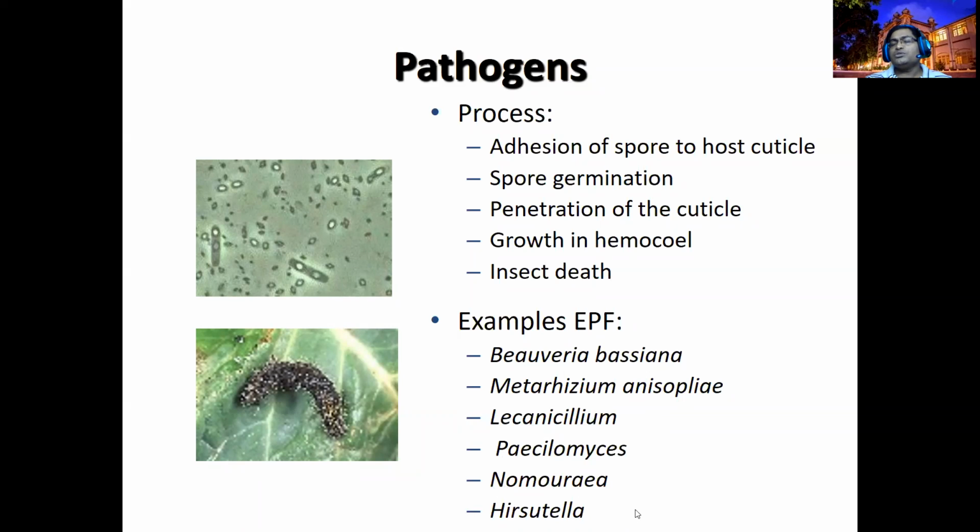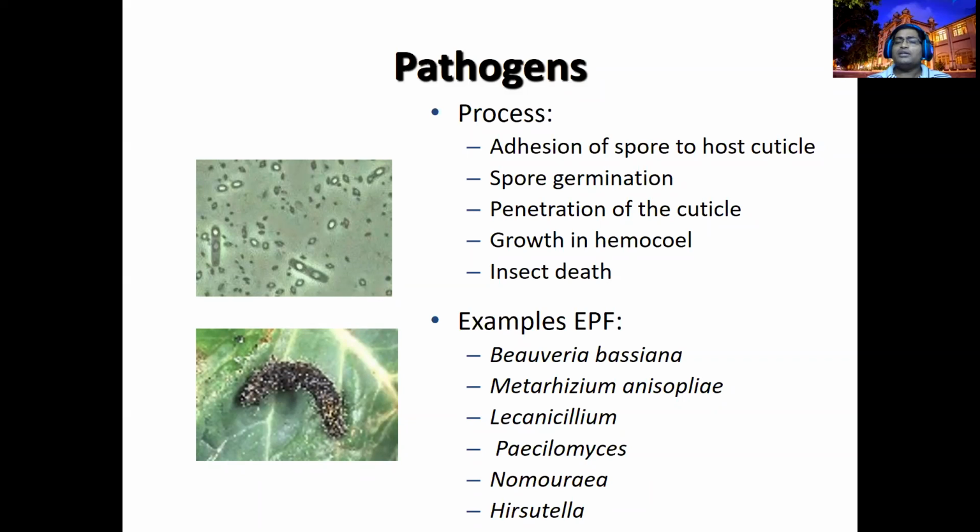Hirsutella we are using especially to control mites, such as coconut mites. Hirsutella thompsonii. Then Nomuraea rileyi is used for many pests. We are mainly targeting aphids, whiteflies, mealybugs, and lepidopterans. Paecilomyces and Nomuraea you can use against thrips, whiteflies, and aphids. Beauveria and Metarhizium you can use against lepidopteran and coleopteran grubs and adults.